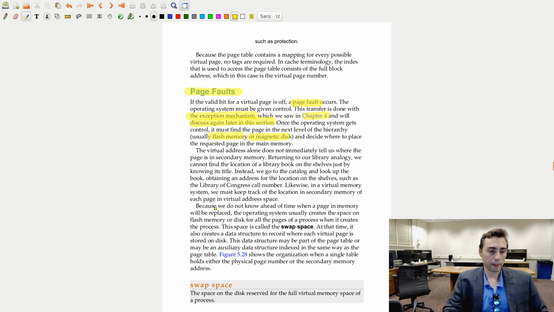If we skip down a little bit, because we don't know ahead of time when a page in memory will be replaced, the operating system usually creates a space on flash memory or disk for all the pages of a process when it creates the process. This is called the swap space. So if we need to move things in and out of our virtual memory space between memory and disk, we have this dedicated space called the swap space.